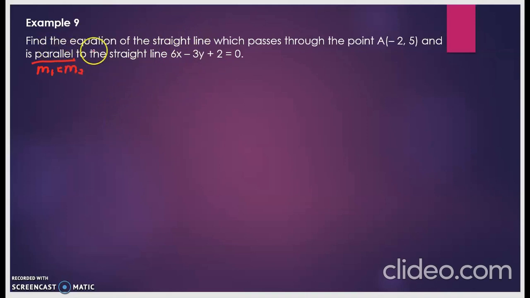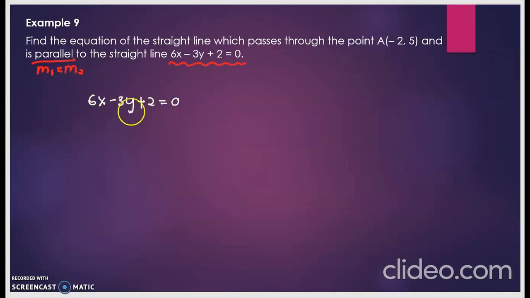So again, find the equation of the straight line which passes through the point A and is parallel to the straight line 6x minus 3y plus 2 is equal to 0. So parallel to this line. First I have to rearrange the equation in order to find the gradient. So 6x minus 3y plus 2 is equal to 0.